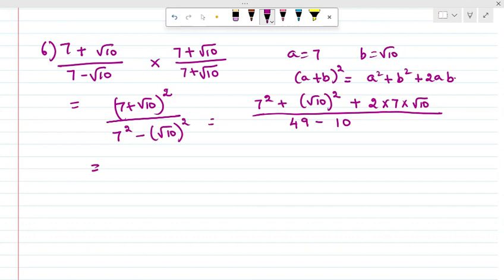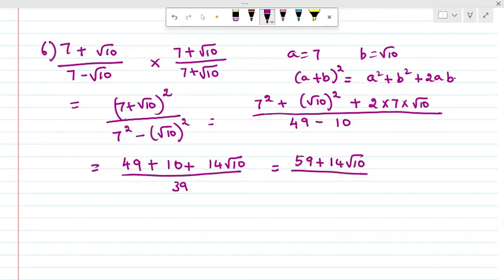Now, 7 square is 49. We are doing the numerator. Root 10 square is 10 plus 2 into 7 is 14. 14 into root 10 is 14 root 10. Divided by 49 minus 10 is 39. Now, here we cannot add all the three because it has a root number. Root number we cannot add it along with the whole numbers. So, only the whole numbers we will add. 49 plus 10 is 59 plus 14 root 10 divided by 39. That's all.